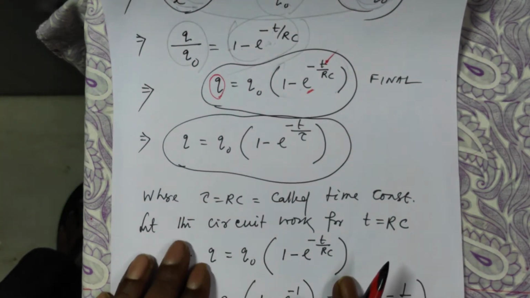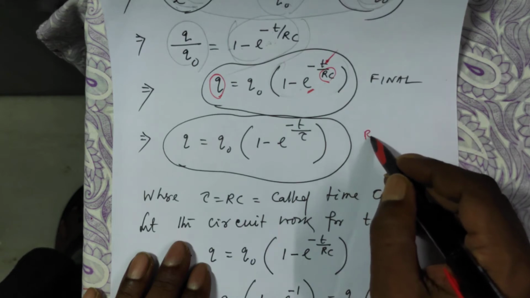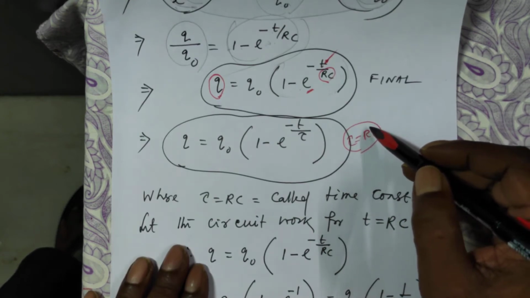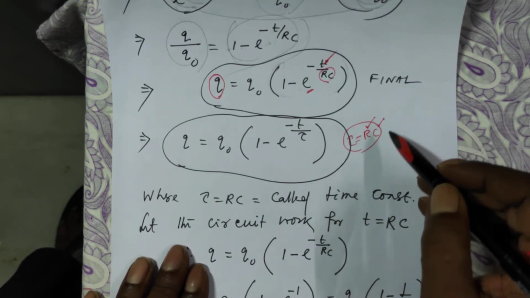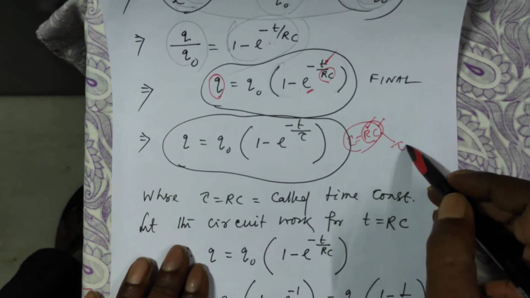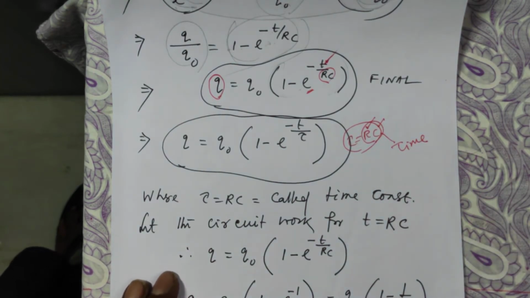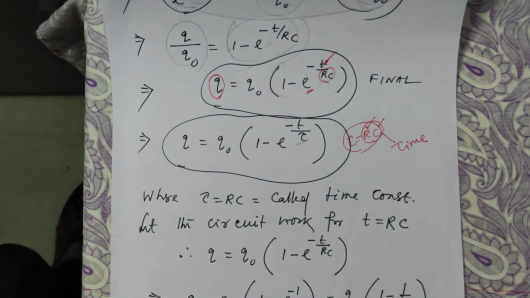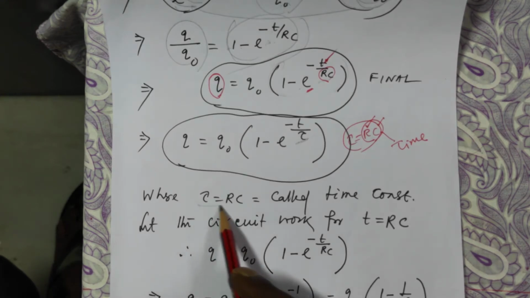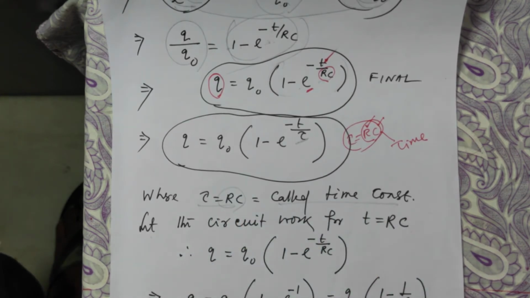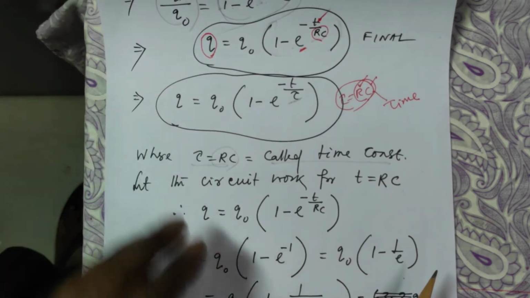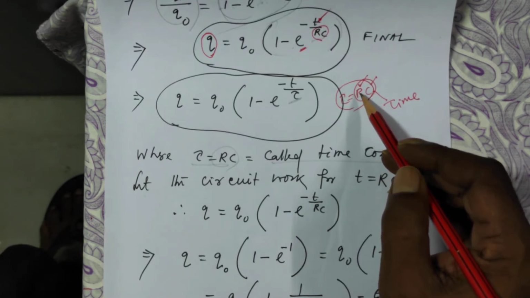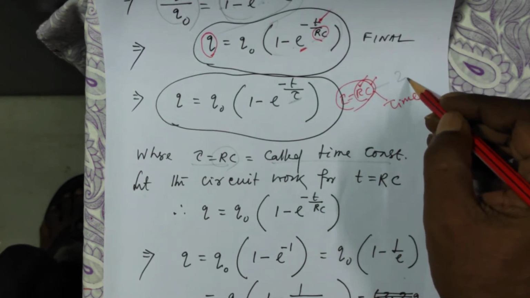Now, this term R into C is called the time constant tau. Why is it called time constant? If you put the dimensions of R and C, it will come out to be the dimension of time. Therefore, it is called time constant. The symbol is tau. So for RC, I am writing tau, where tau is RC, called the time constant. Now let us see. If the value of R is given and the value of C is given, suppose putting these two values, this comes out to be 2 seconds.